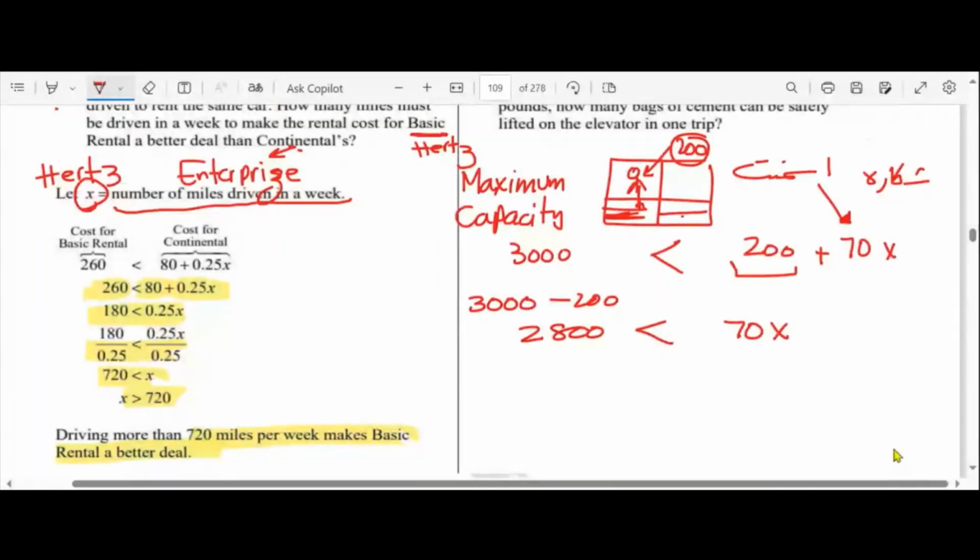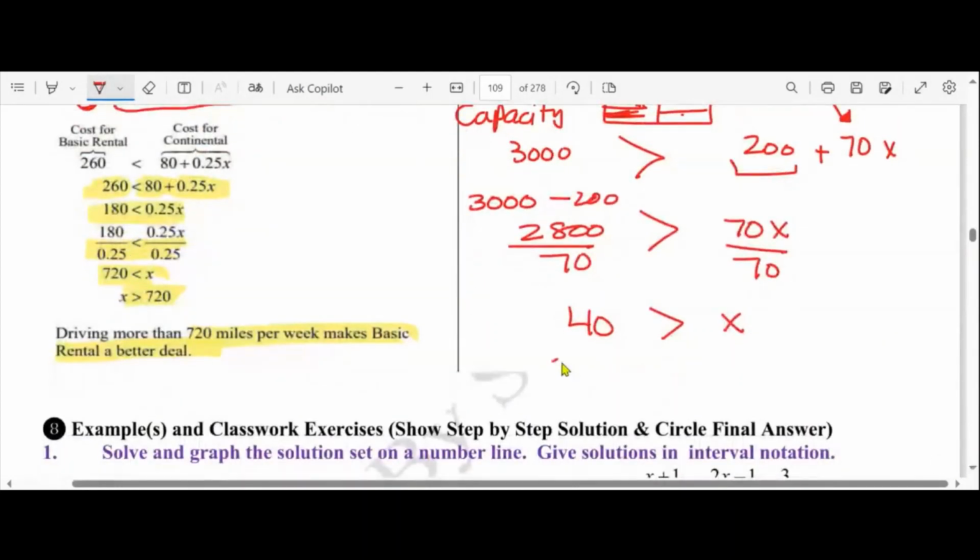Divide by 7 on both sides. Okay, wait. This is a maximum, so we have to change the direction here. Like this. That's the maximum. Now we're going to divide by what? 7x is 2,800, so 7x, divided by 7, only 70. So x has to be how much? So how many bags, how many maximum?